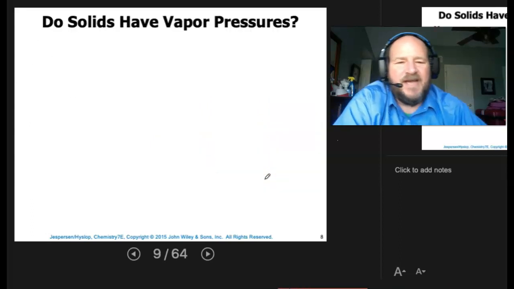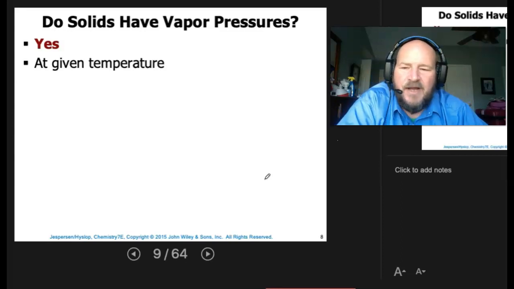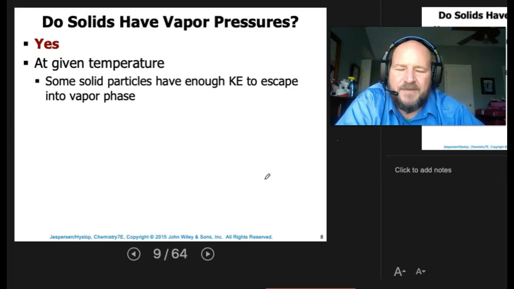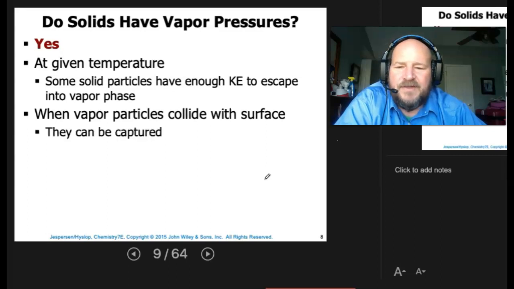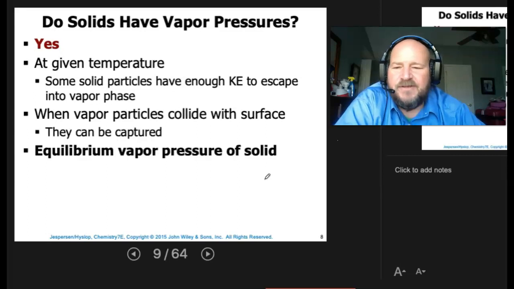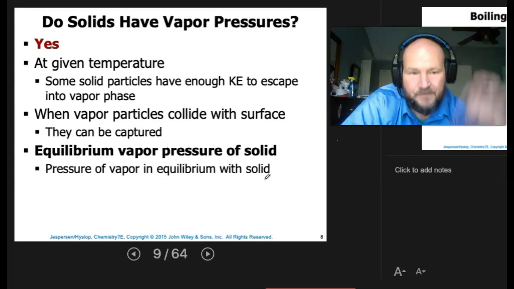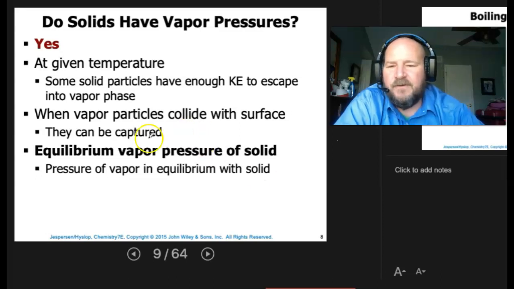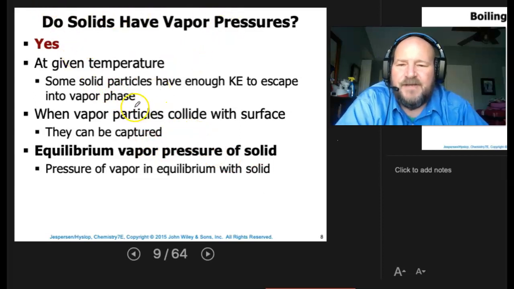Now, do solids have vapor pressures? And the answer is yes, right? At a given temperature, some solid particles have enough kinetic energy to escape into the vapor phase. When vapor particles collide with the surface, they can be captured. So equilibrium for the vapor pressure of a solid is the pressure of the vapor in equilibrium with the solid. So do solids have a vapor pressure? Yes, they can.